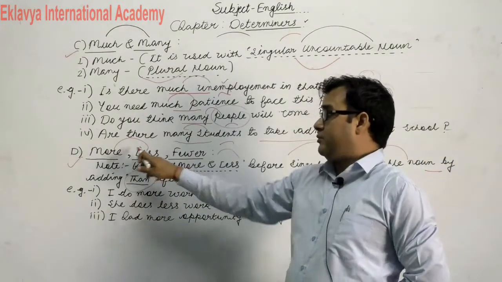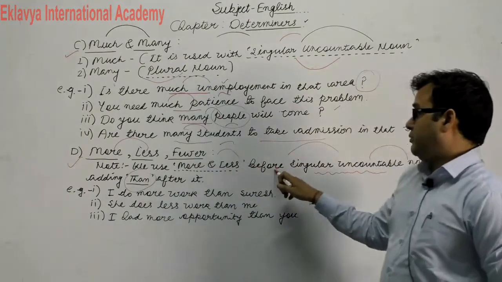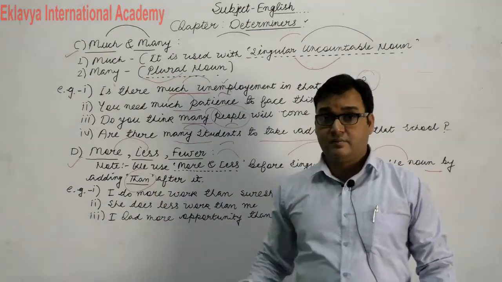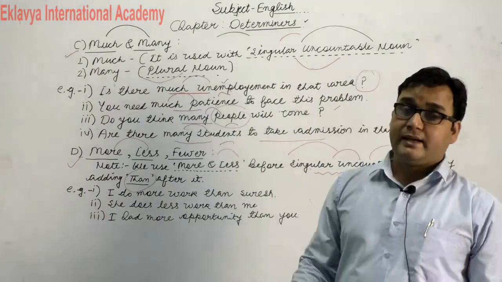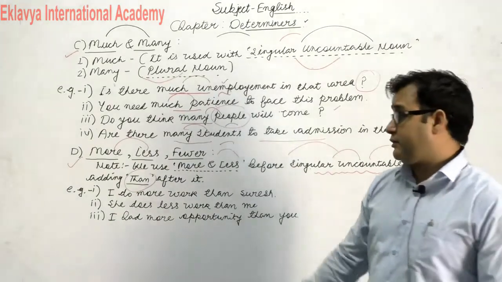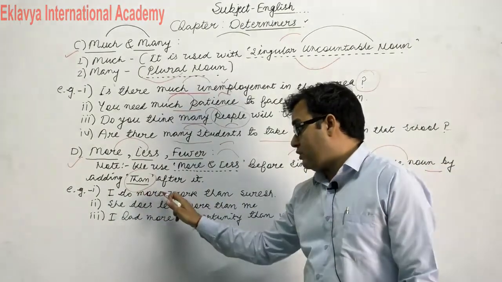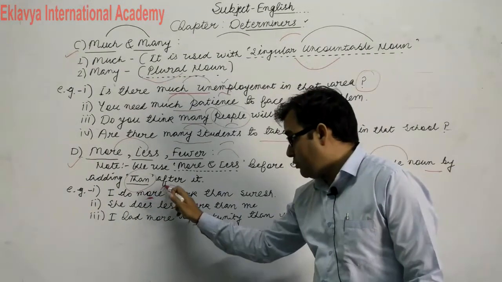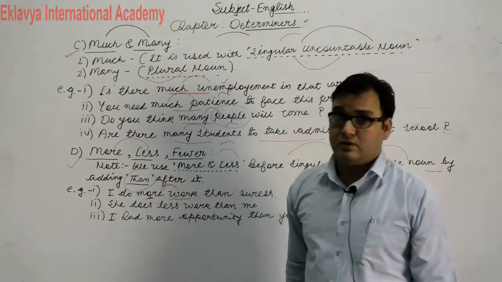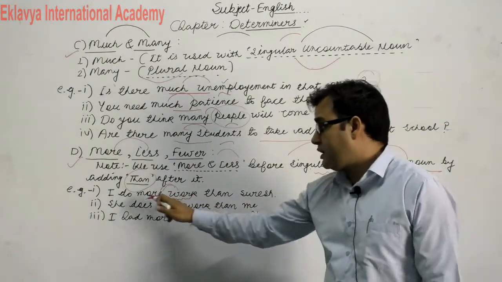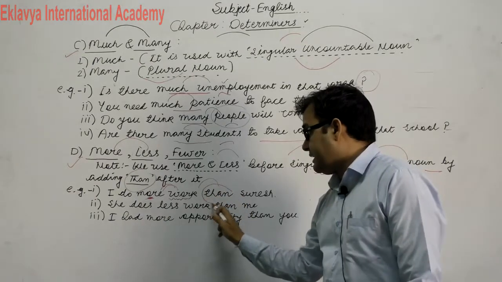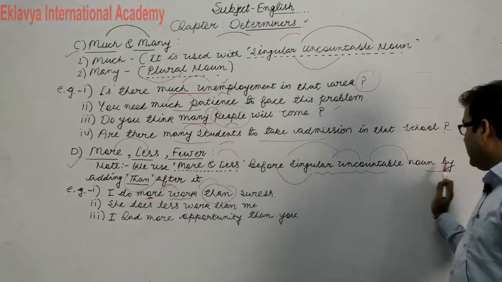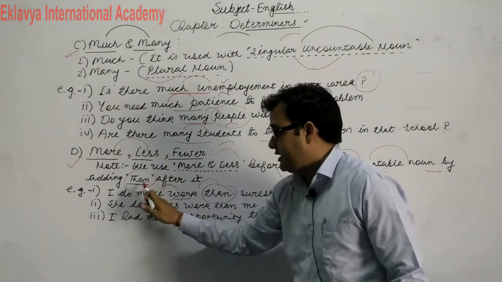If we speak about more and less, we use more and less before singular uncountable noun by adding than after it, यहाँ पर comparison होगा कि than जोड़ करके हम लोग more और less का use करते हैं. For example number 1, I do more work. More, a determiner, playing the role of an adjective here, before the noun work, which is a singular uncountable noun. I do more work than, by adding than after it.